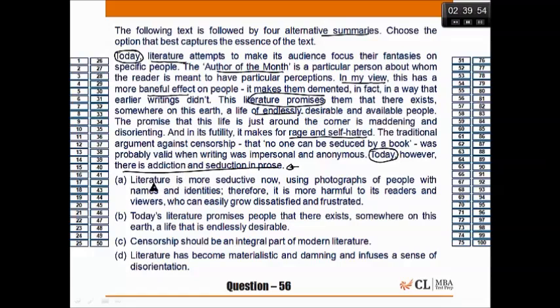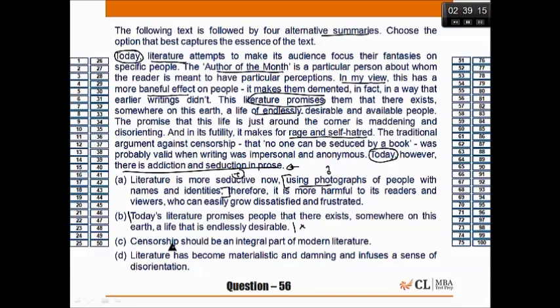Literature is more selective now. This part is true. Using photographs of people with names and identities. Dear God, where did this come from? Therefore, it is more harmful to its readers and viewers, who can easily grow dissatisfied and frustrated. I'm not too sure about this part. I've not read photographs of people, so A probably doesn't make sense. B, today literature promises people that there exists somewhere on this earth a life that is endlessly desirable. That's just one part of the sentence, just a detail. This can't be the main idea, because it doesn't capture the seduction in prose.